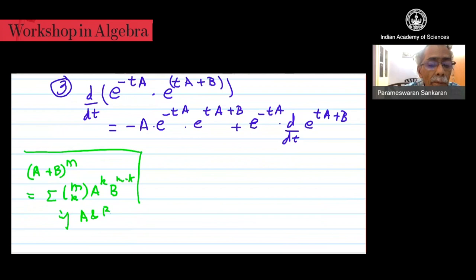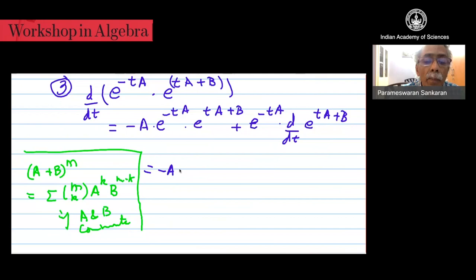And when you use this term, you will need to expand (tA plus B) whole power k and then differentiate. Okay, so I skip a few steps, but that's where, because A and B commute, you can collect powers of A on one side, powers of B on the other side. Otherwise you will not be able to do that. So the next step is where I am using commutativity.